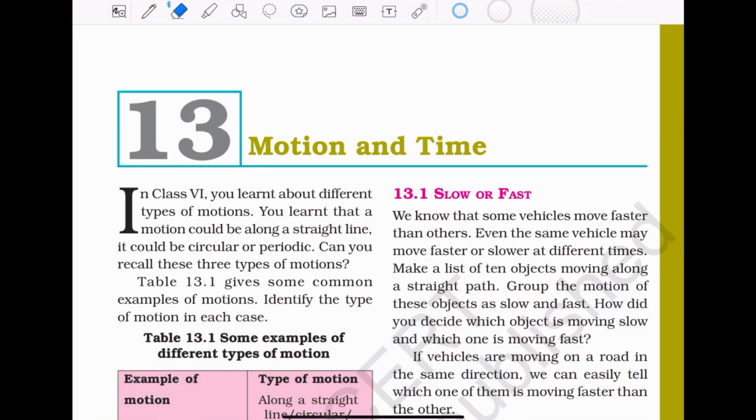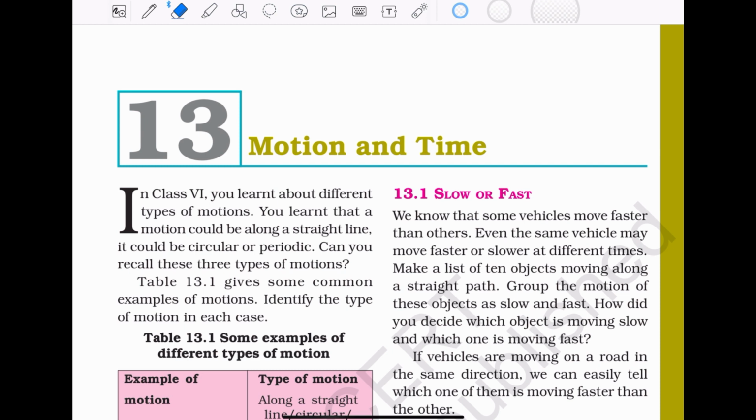In today's session, we are going to start with chapter 13, motion and time. First we'll understand about the motion and then we'll understand about the time. In this lecture, today we'll do just the introduction regarding this chapter, and in the next lecture, we'll understand about the speed, and after that, time.